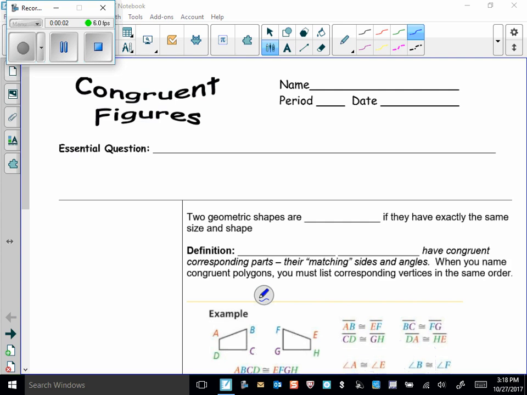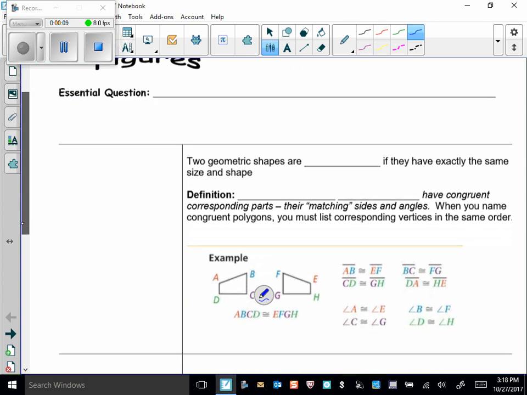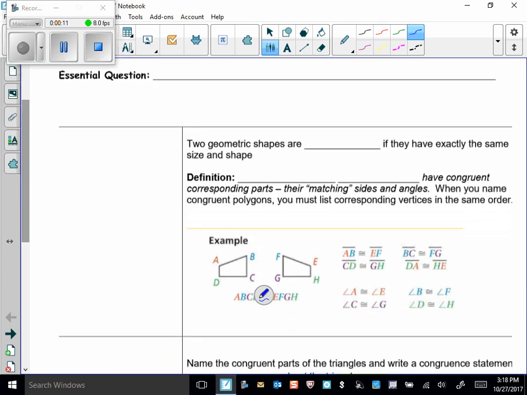Today we start Unit 4, Congruent Triangles, with a lesson on congruent figures. What are congruent figures? Two geometric shapes are congruent, I'm going to abbreviate it with our symbol there, if they have exactly the same size and shape. Now that's not to say they can't be turned differently from each other, but they have to have the same size and shape.